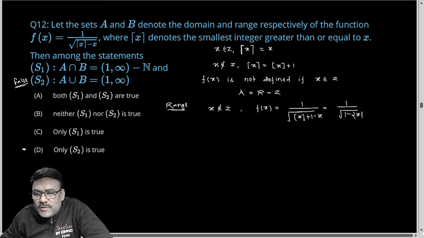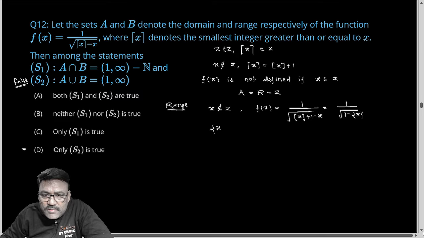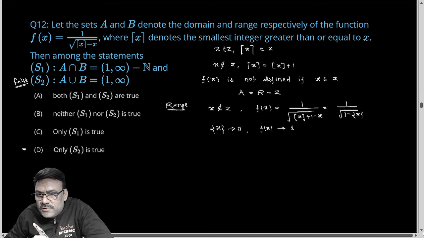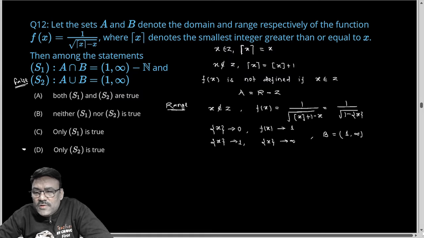And you know that the fractional part of x always lies between 0 and 1. So when the fractional part of x is approaching 0, your function is approaching 1. And when the fractional part of x is approaching 1, your function is approaching infinity. Hence, the range of this function, which is the set B, is basically 1 to infinity.